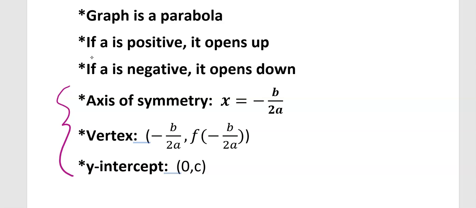Negative b over 2a, f of negative b over 2a. Axis of symmetry, remember, is the exact same number as your first number of your vertex. And then the y-intercept is 0, c. And we'll talk about what those letters are in a second. Is the first number of vertex? Yep.